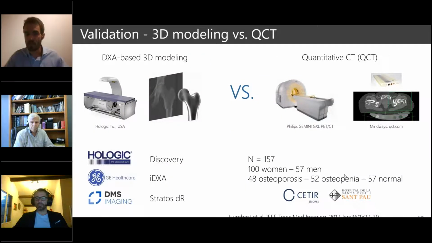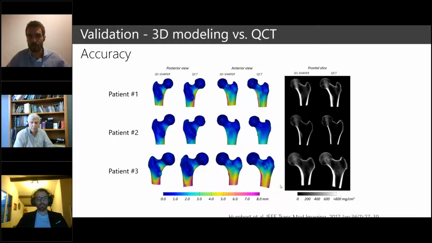We validated the accuracy of 3D-Shaper measurements against CT in this study. Here you see the results we got for 3 subjects. Here you can see the cortical thickness distribution computed by 3D-Shaper and computed using CT scans for those 3 patients. What you see is that the pattern is similar for those 3 cases. And then here you see a comparison of a frontal slice, 3D-Shaper at the left and QCT at the right, for those 3 patients. Here you see also that the images are similar.